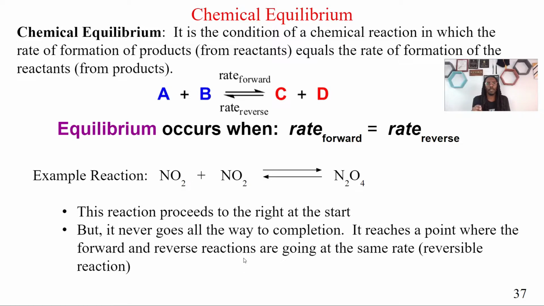So we want to understand that equilibrium is about rates, not the amount. As I mentioned just here, we can have more products, but our rates can be the same. We can have more reactants, but our rates can be the same. So equilibrium, can't say that enough, is when our rate forward and our rate reverse are equal to each other.